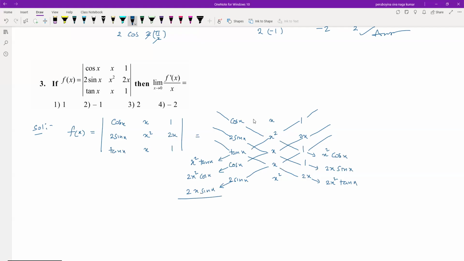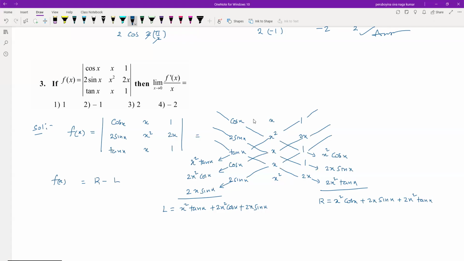Okay. So you have to add these numbers. It is called a left sum because it was on the left side. So x square tan x plus 2x square cos x. I am adding all the numbers, 2x sin x. And this is called the right sum. Just add it all. x square cos x plus 2x sin x plus 2x square tan x. So actually f of x value will be right minus left.